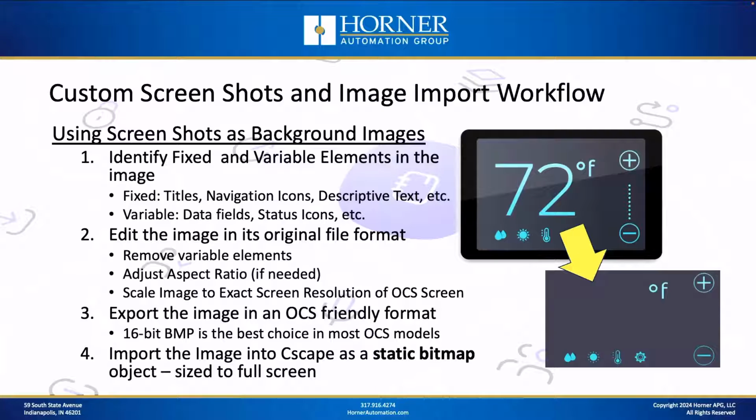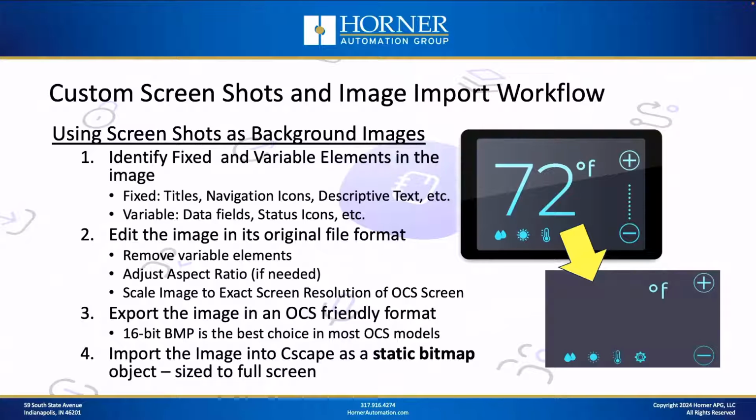And then we need to pick a file format that's friendly to the Horner OCS. And frankly, I know it sounds old-fashioned, but BMP files or bitmap files are a really good choice because there's no interpretation of the colors or the pixels. It's pixel perfect. And again, the OCS just takes the bitmap file and draws it directly. With other formats like JPEG, for instance, there's compression and decompression and those sorts of things going on. They still can work really well, but I would say bitmap is preferred, and 16-bit color depth is the best choice for most OCS models.